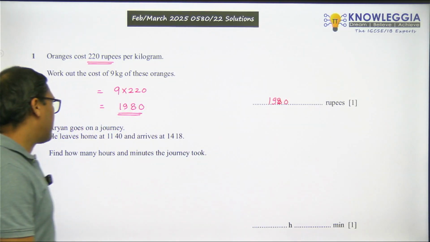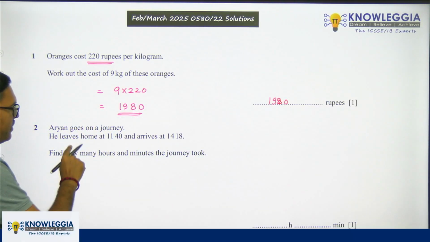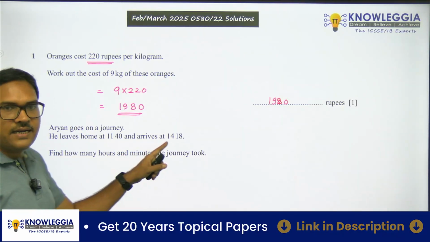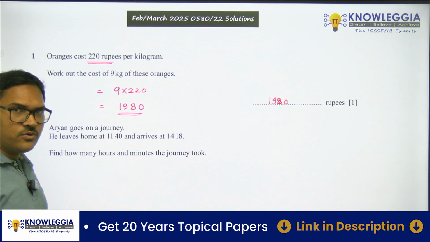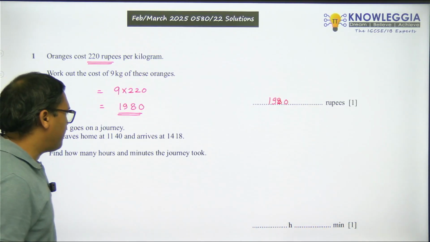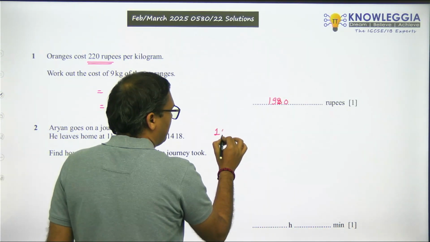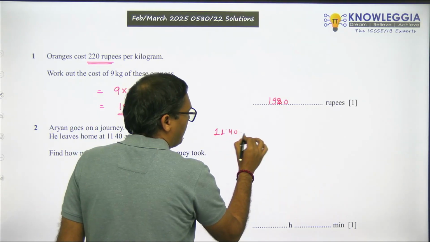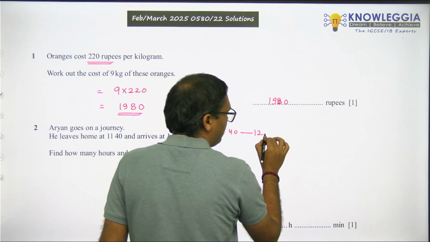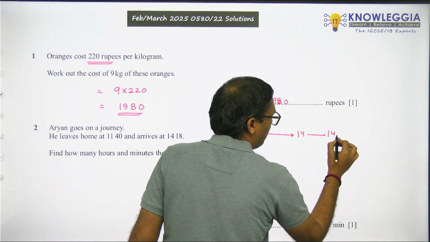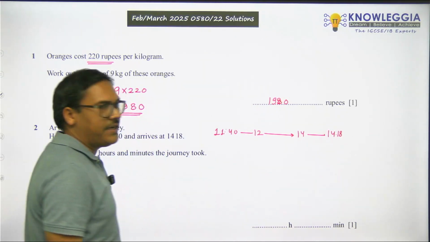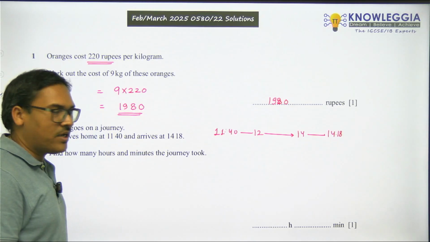Okay. So the next question, Aryan goes on a journey. He leaves home at 11:40 and arrives at 14:18. Find how many hours and minutes the journey took. So basically total time taken you have to calculate. So you can see 11:40 to 12, okay. Then 12 to 14 and 14 to 14:18. So how can you calculate the time?